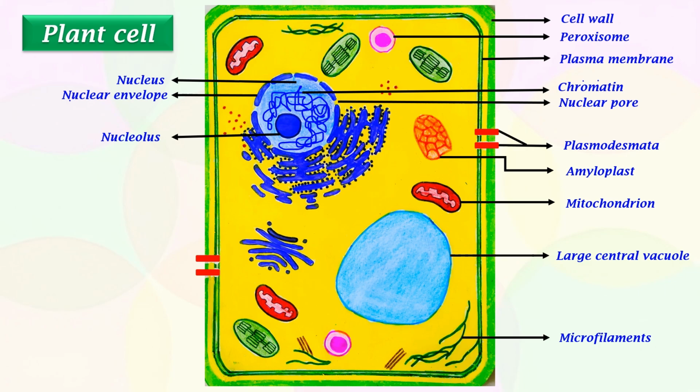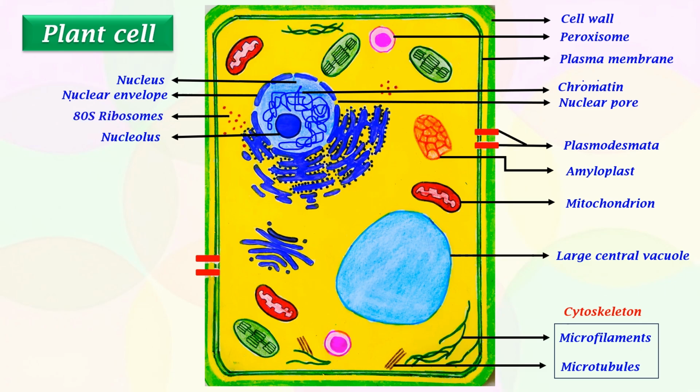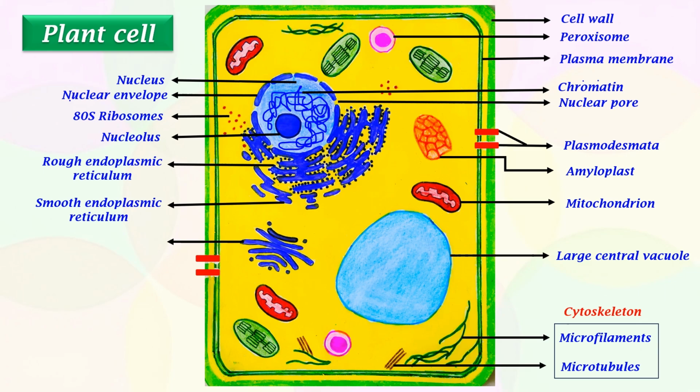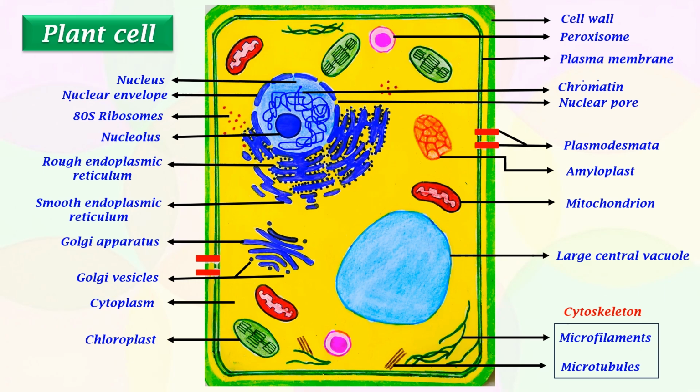growth. Microfilaments and microtubules are important components of the cytoskeleton. 80S ribosomes. Rough endoplasmic reticulum and smooth endoplasmic reticulum. Golgi apparatus. Golgi vesicles. Cytoplasm. Plants carry out photosynthesis with the help of chloroplasts, which contain chlorophyll pigment that imparts green color to the plant.